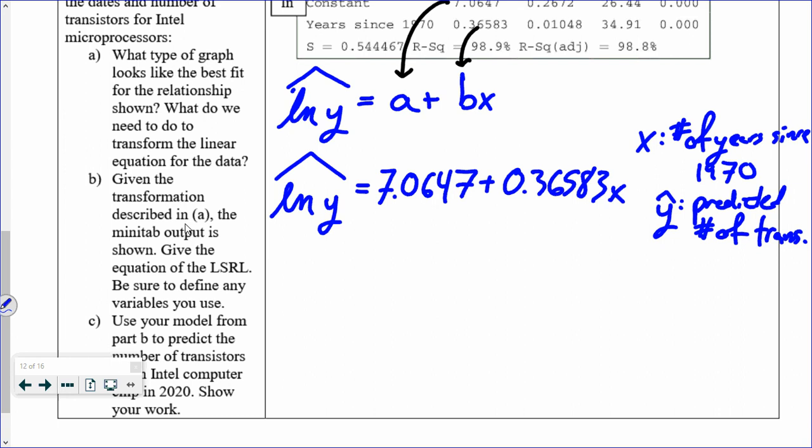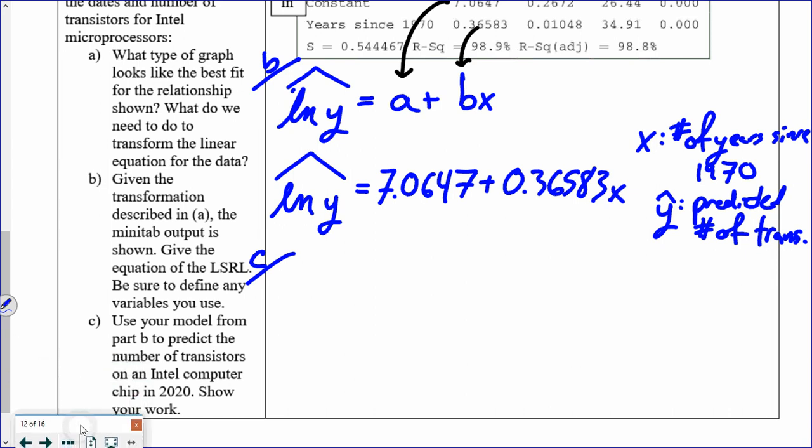Cool. Part C here asks us to make a prediction based on this model. Use the model from Part B to predict the number of transistors on an Intel computer chip in 2020. Show your work. Okay. Aside from the fact that we're already kind of hitting a limit on Moore's law, like a physical limit of how big atoms are, let's assume that this doubling continues. Rarely does exponential doubling continue on forever. Resource limitations, size constraints, all that stuff. But let's assume it does.